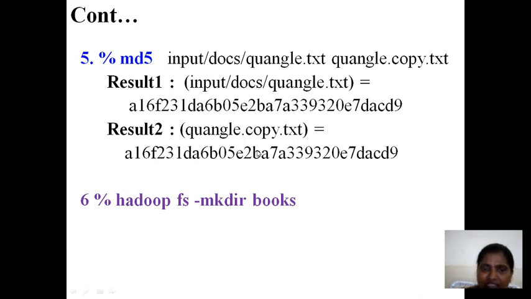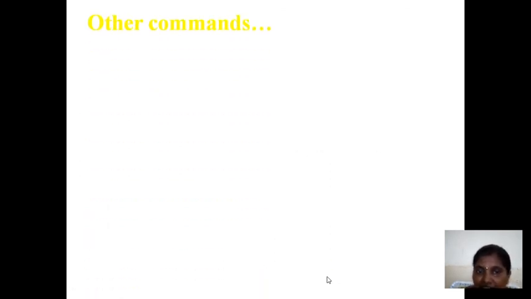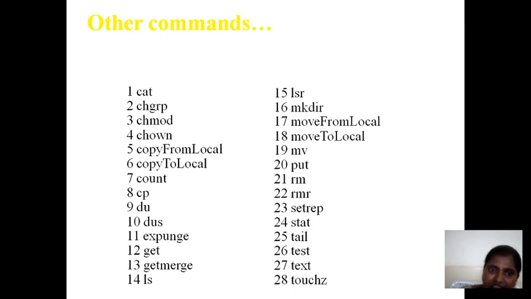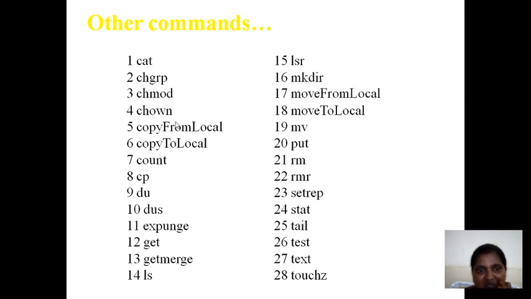One more command is to make a directory in the file system. At present the file system is HDFS. Then I want to list all the files; ls lists all the files in the file system. Like this we have a lot of other commands available as in Linux and Unix. Whatever commands you used to execute in Linux and Unix can also be executed in the Hadoop file system. For example, cat, change group, change mode, change owner, copy from local, copy to local, get merge, and so on.